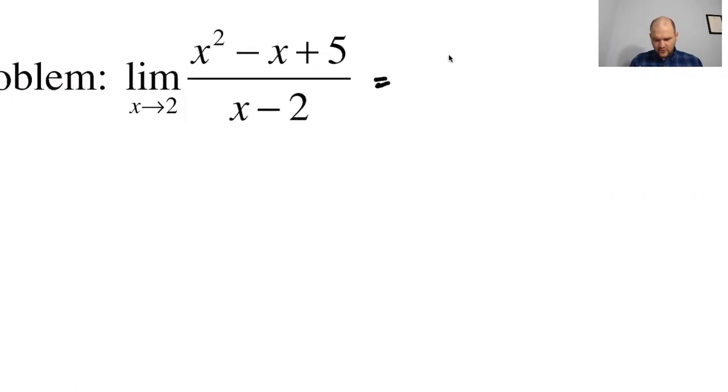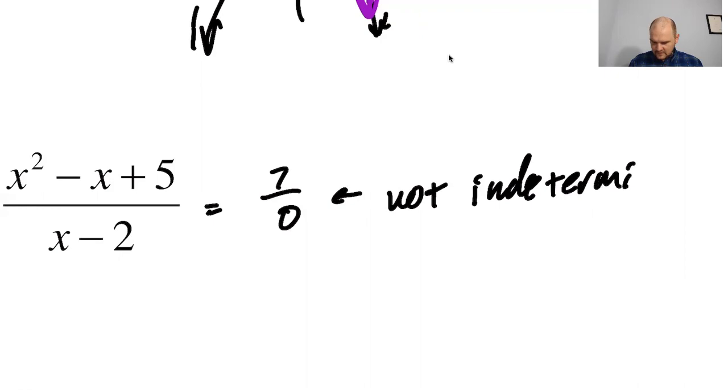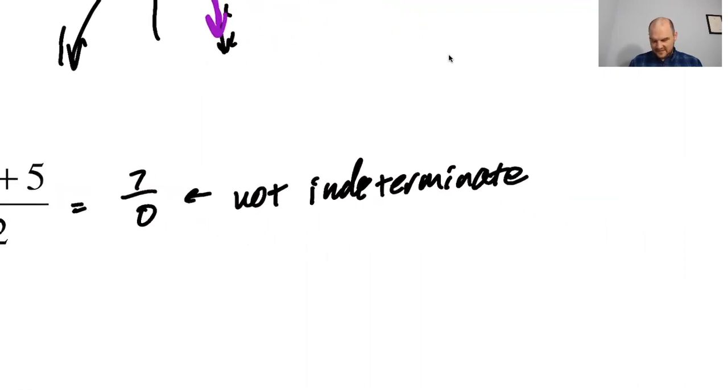We're going to get 4 minus 2 is 2. So we actually get 7 over 0, not indeterminate. Not indeterminate. It's not indeterminate because it is not 0 over 0. It is not infinity over infinity.